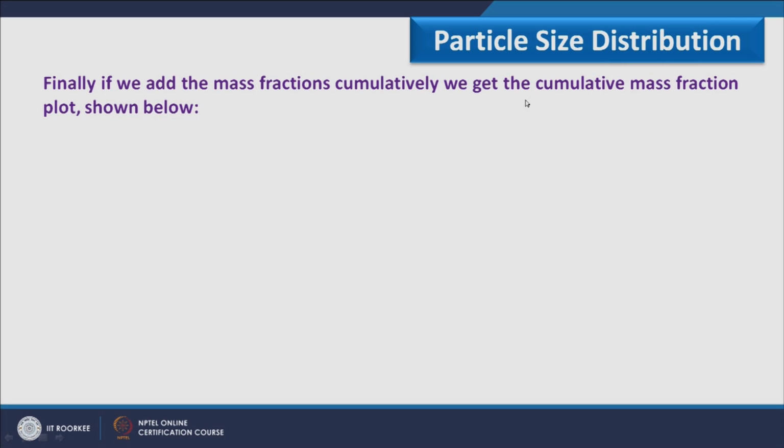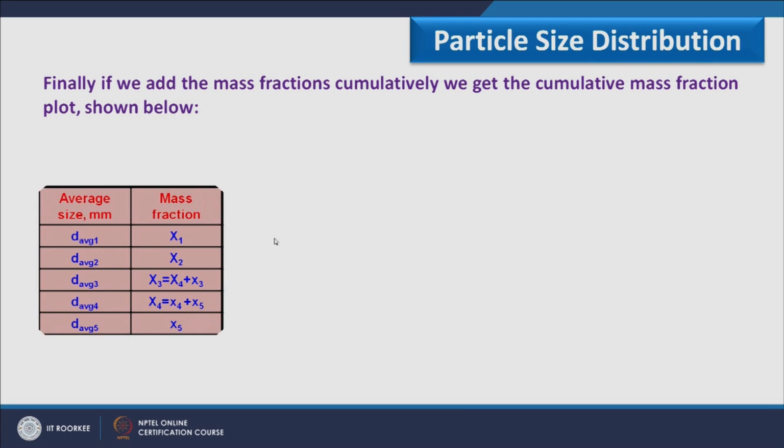If I draw the cumulative graph, we have to add all mass fractions to get the cumulative mass fraction plot, as we have shown in this table. In this table, if you consider the first column, all D average values are written, and here I am having the mass fraction. So, if I consider the lowest value, that is the minimum size of the particle, and if it has the fraction x5, then corresponding to D average 5, the value is x5.